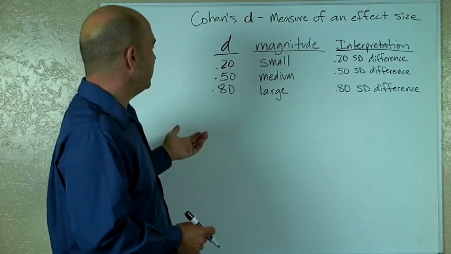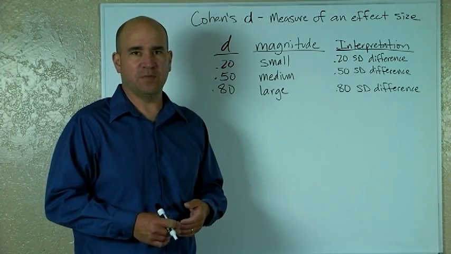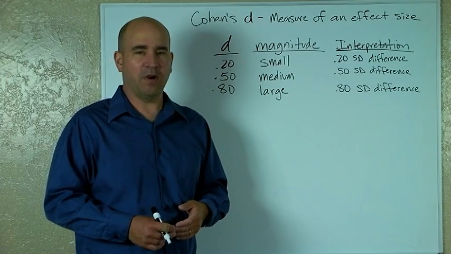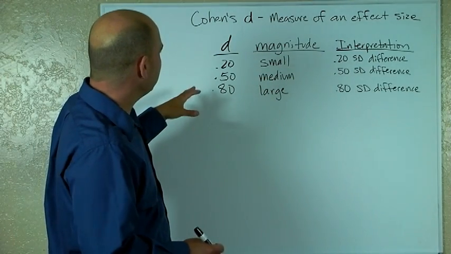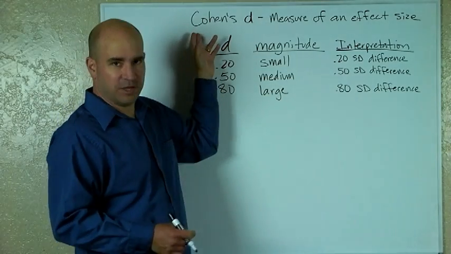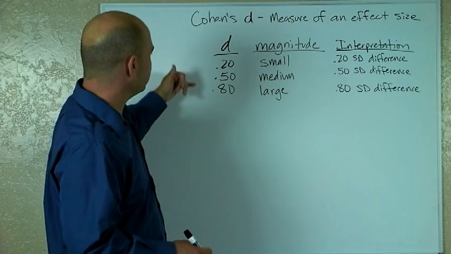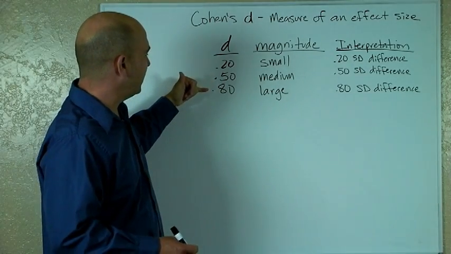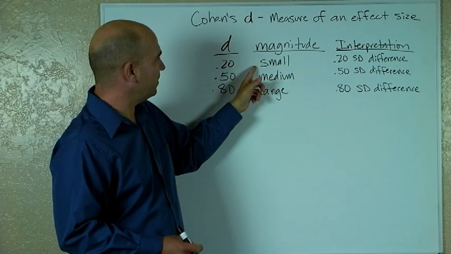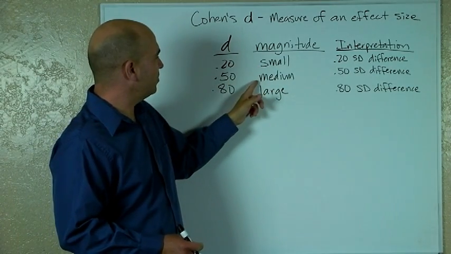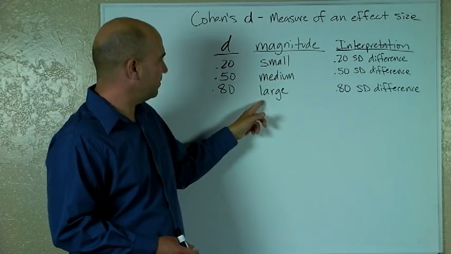It can be used in other applications, but as we move to ANOVA, we're going to be using something called eta squared and partial eta squared. Okay, so for Cohen's d, there's basically these guidelines that Jacob Cohen himself gave when he developed this measure. And that's 0.2, 0.5, and 0.8, where 0.2 corresponds to a small effect, 0.5 corresponds to a medium effect, and 0.8 is a large effect.